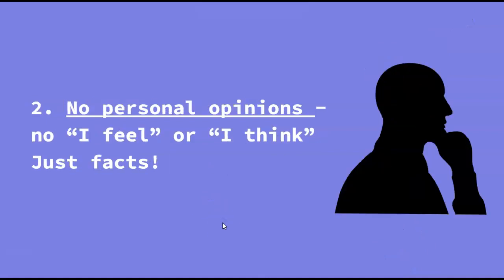Our second rule of summarizing is no personal opinions. Remember just a moment ago when we were looking at the definition of summary, we talked about the word objective. This is what that's talking about. When you are writing a summary, you should not give your opinion on the topic of the passage. So there's not going to be any I feel, I think, I believe, in my opinion. You are just sticking to the facts of what the article is about that you are summarizing.